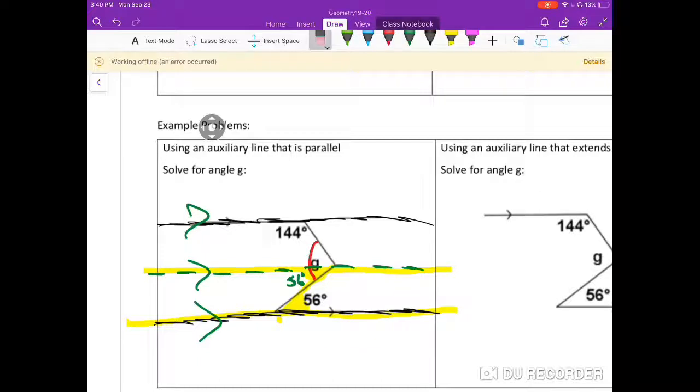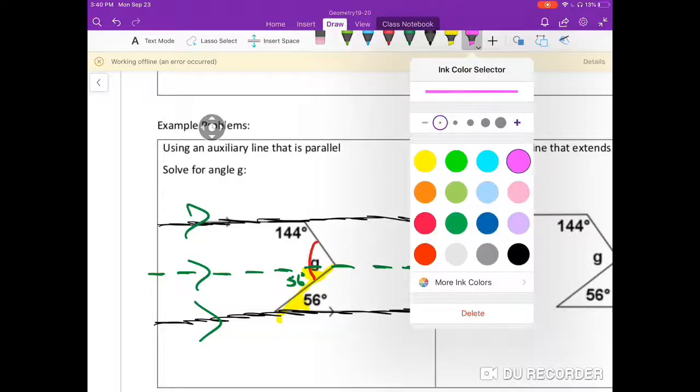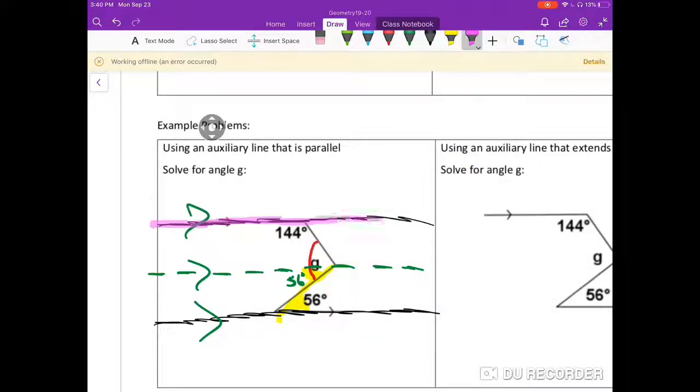Now, we're going to do the same thing. I'll use the pink marker to do the top. We are now going to use this parallel line and the auxiliary line to find this missing angle. And that's going to help us find angle G because we can just add them together. The next thing I would do is 144 is a linear pair with this angle. So I would take 180 minus 144 and I would wind up with 36. After I get 36 here, I know that this 36 and this angle down here are alternate interior angles. Therefore, this is also 36.